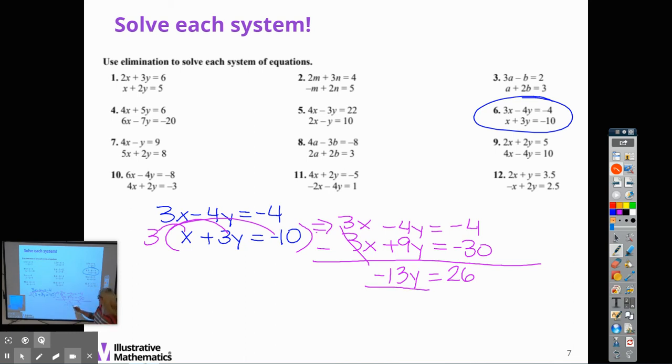So from here, we're going to divide 26 by negative 13. And y equals negative 2. All right, so y is negative 2.